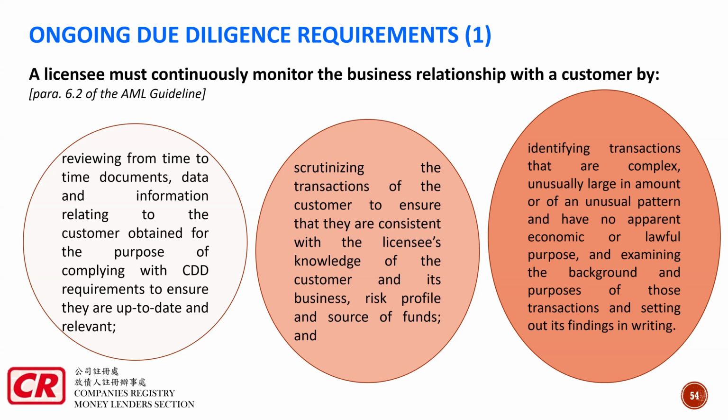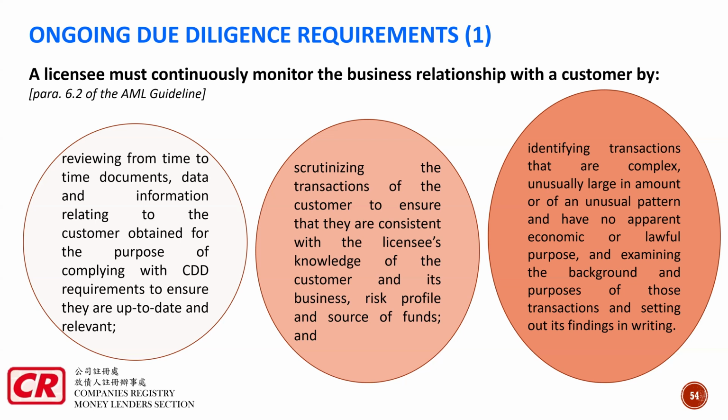Apart from carrying out the CDD measures at the beginning of the business relationship, there is also a requirement for ongoing due diligence. A licensee must continuously monitor the business relationship with a customer from time to time to review the documents, data, and information relating to the customer obtained for the purpose of complying with the CDD requirements, to ensure that all this information is up to date and relevant. They should also review these documents and information when there is a triggering event. For high-risk situations, it is expected that the licensee will review these documents or information on an annual basis.